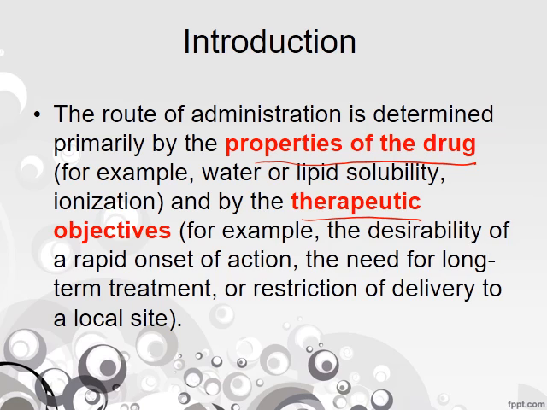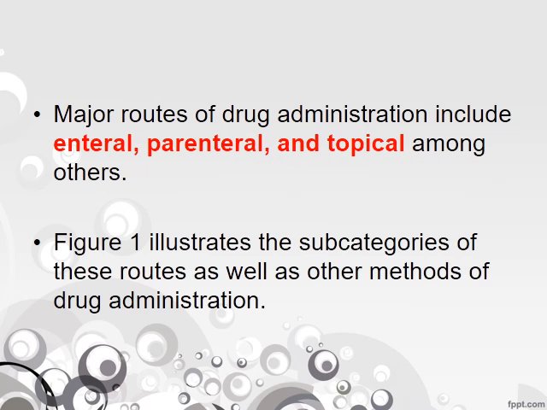For example, for drugs that you are going to use to treat your eyes, you will make them into eye drops. And if you want fast action, perhaps you need injection, and so on. There are three major routes of drug administration: enteral, which means oral, parenteral, which means non-oral, and topical, which goes through the skin.